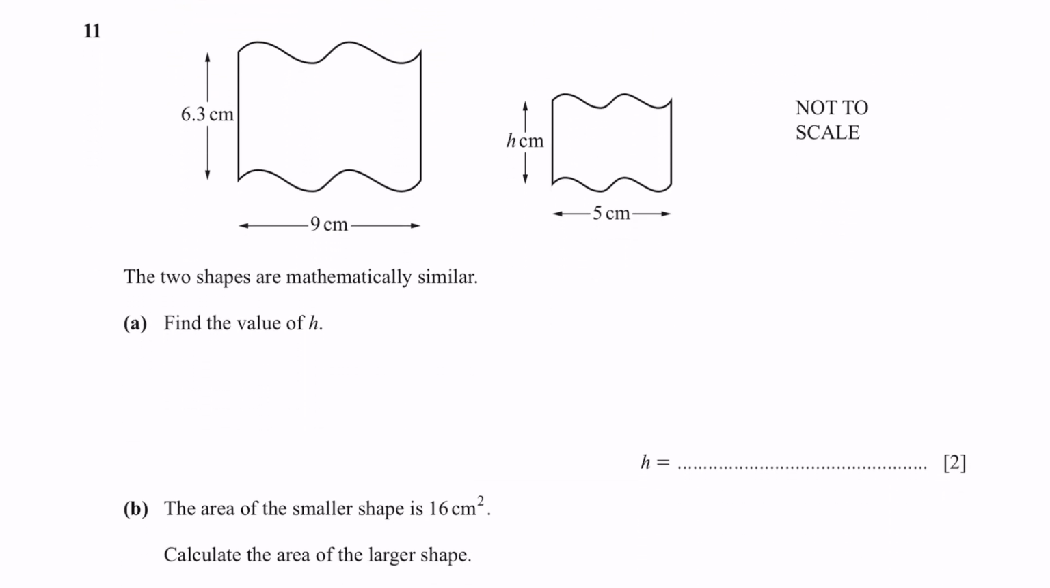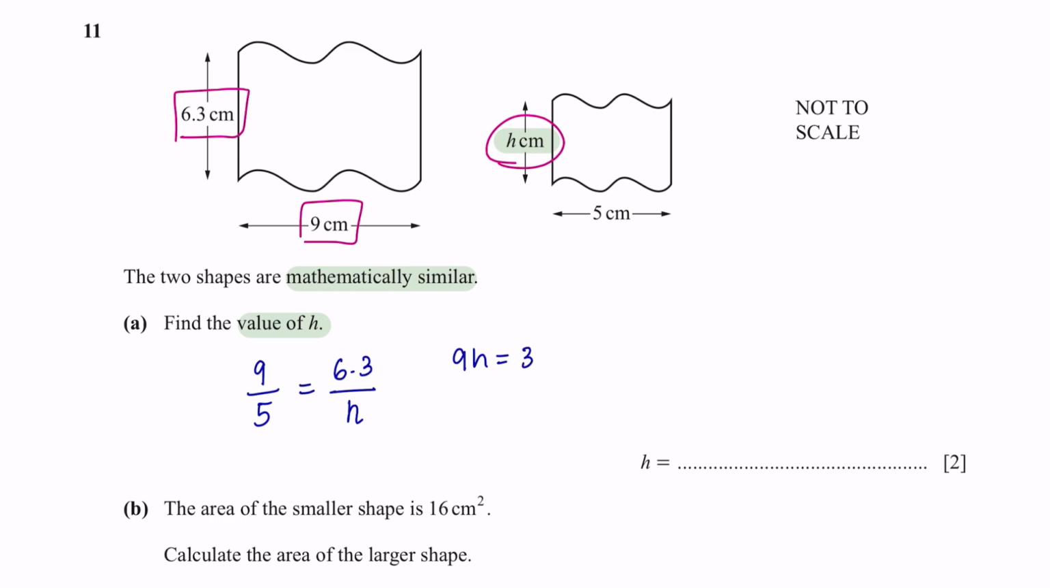Question 11. The two shapes are mathematically similar. Question A. Find the value of h centimeters. The length of the bigger shape over the length of the smaller shape should be equal to the height of the bigger shape over the height of the smaller h. So from here we will just use algebra to solve the value of h, which is 3.5 centimeters.